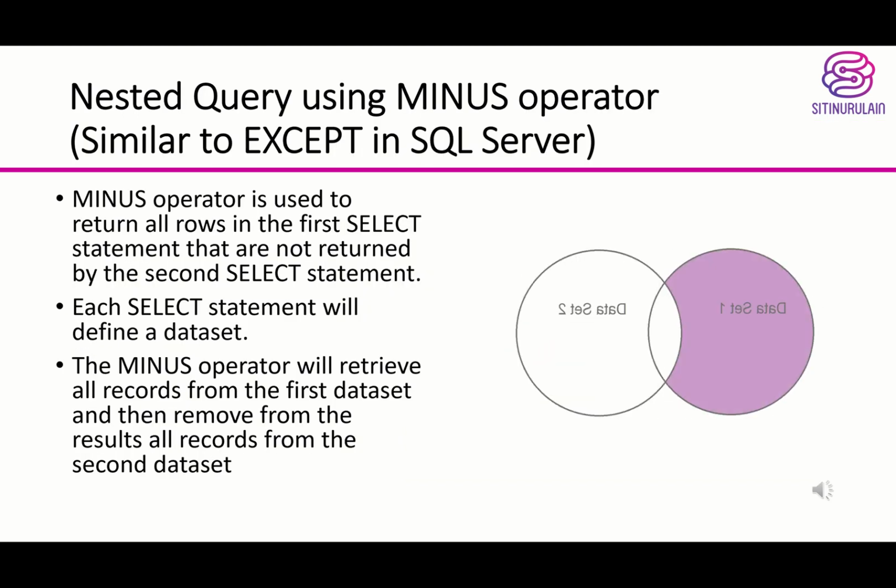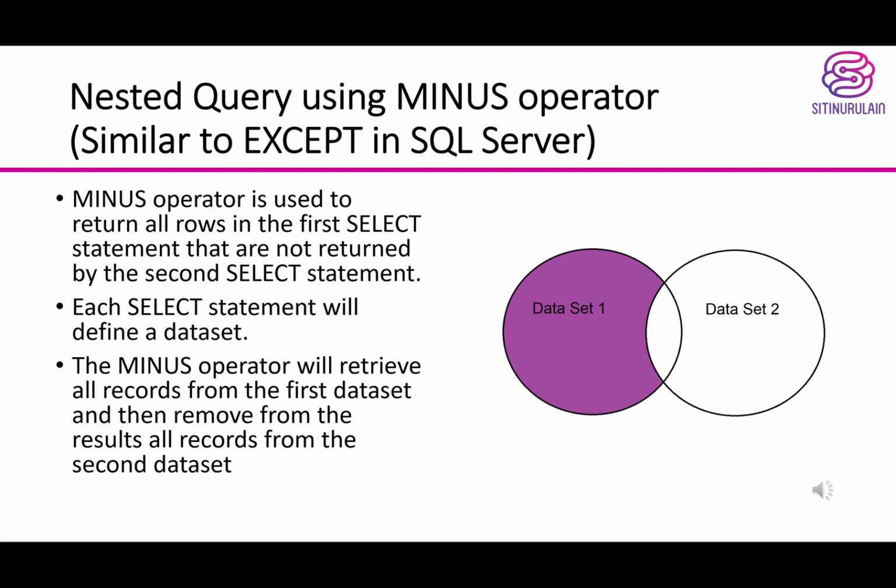The minus operator is used to return all rows in the first select statement that are not returned by the second select statement. Each select statement will define a dataset. The minus operator will retrieve all records from the first dataset and then remove from the results all records from the second dataset.